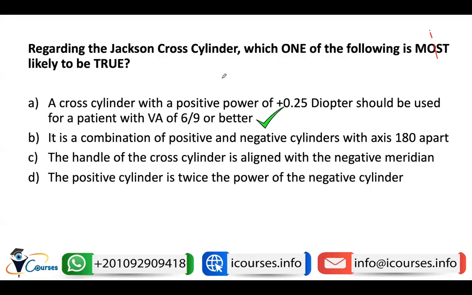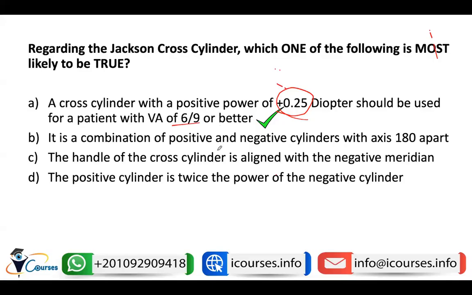Regarding the Jackson cross cylinder, which one of the following is most likely to be true? A cross cylinder with a power of plus 0.25 diopters should be used for a patient who has a good visual acuity like 6/9 or better, because this cross cylinder will show minimum variations between the different positions. If a patient has a gross visual acuity defect or impaired visual acuity, he will not be able to appreciate the difference between the very slightly different positions.